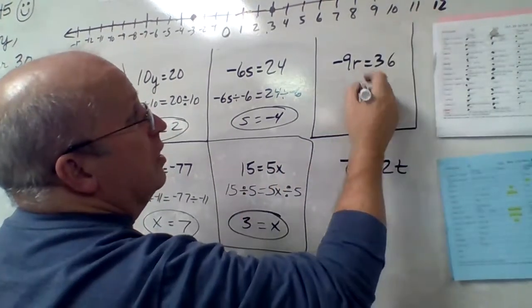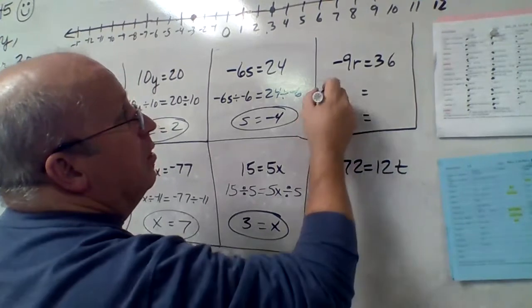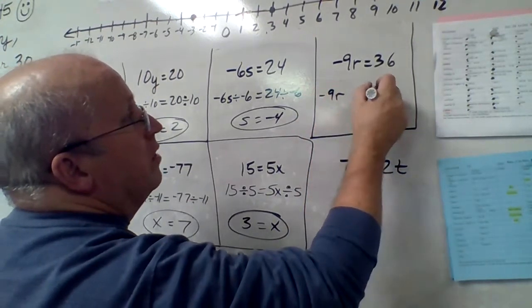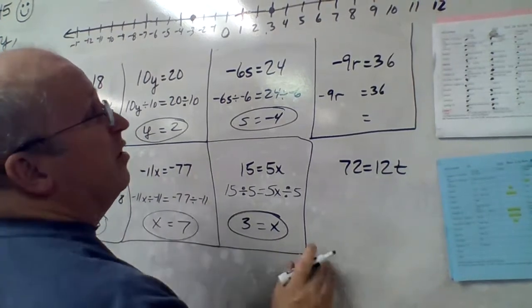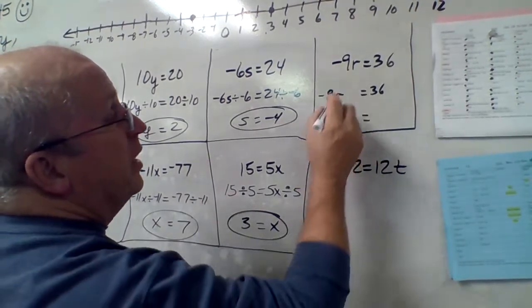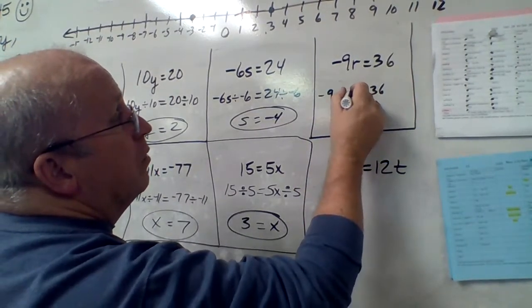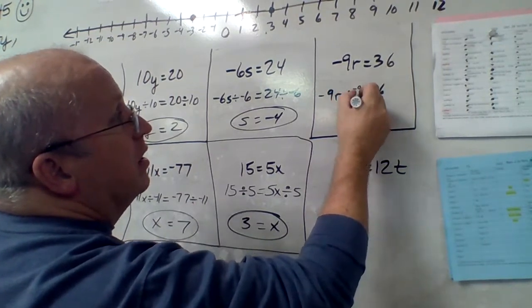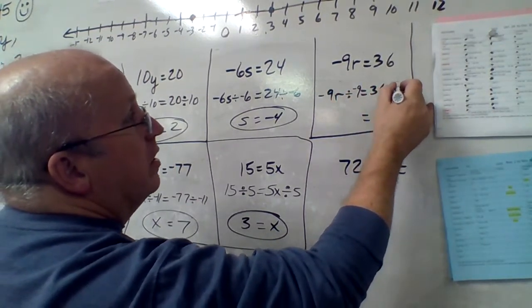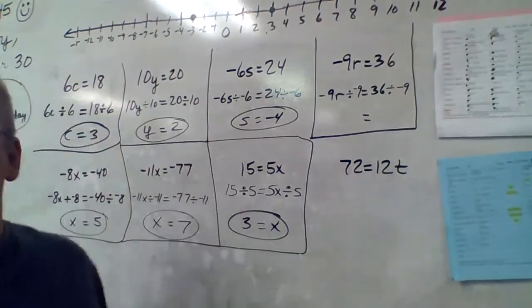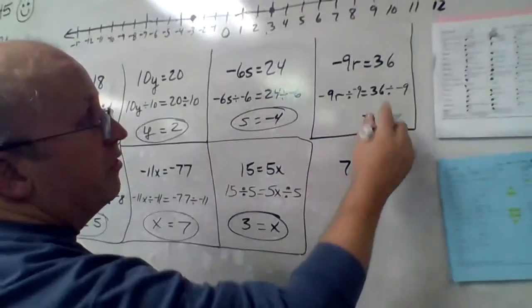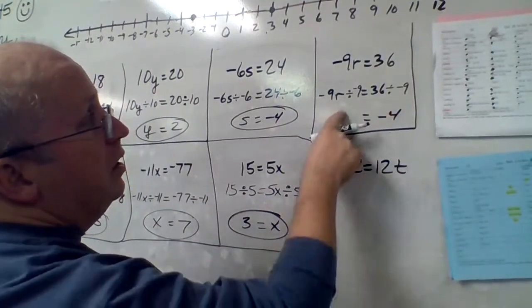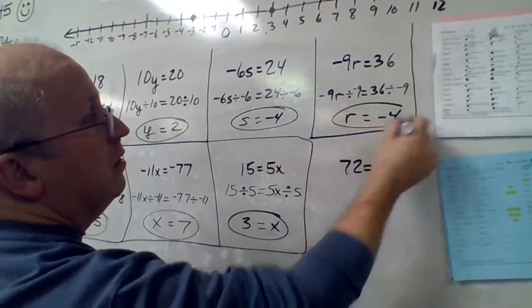How about this one? Two equal signs. Rewrite the problem, but we're going to leave a little bit of space. What's the opposite of multiplying by a negative 9? How about dividing by a negative 9. And we're going to do it to which side of the equation? Both sides of the equation. And on this side, we get a negative 4. And on this side, we get an R.